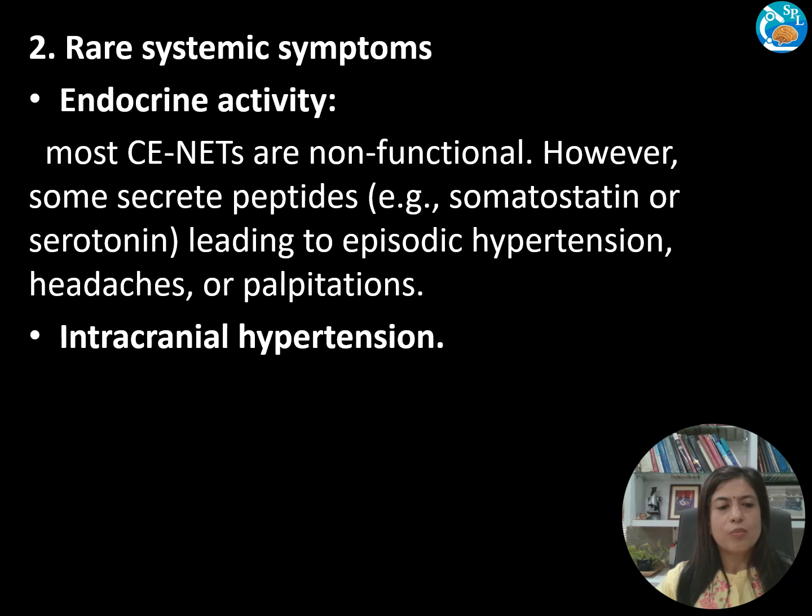Rare systemic symptoms may be due to endocrine activity. So these may be due to some tumors secreting peptides such as somatostatin or serotonin, leading to episodic hypertension, headaches and palpitations, though most of the Cauda equina neuroendocrine tumors are non-functional. Intracranial hypertension: very rarely, tumor-related bleeding can cause papilledema or symptoms of raised ICT.